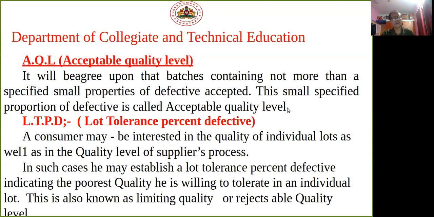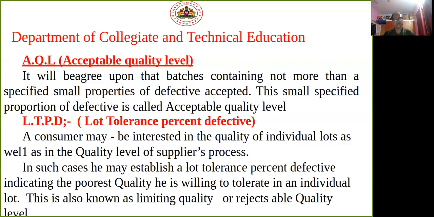This small specified portion of the defectives will be specified by the producer. That small amount of defectives, or specified portion of defectives, is called the acceptable quality level. Then the next point is called the LTPD, lot tolerance percentage defective.